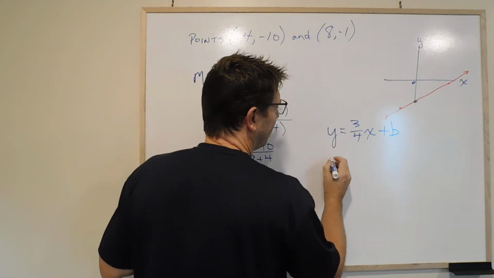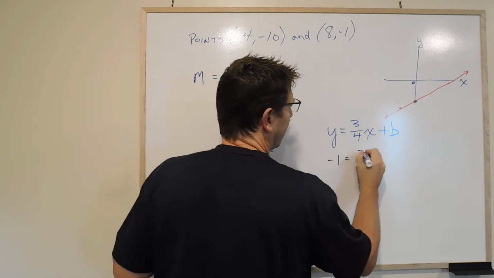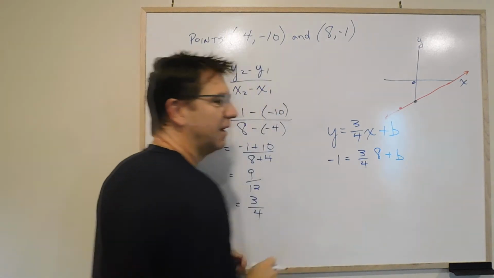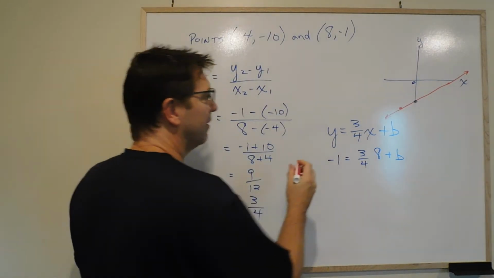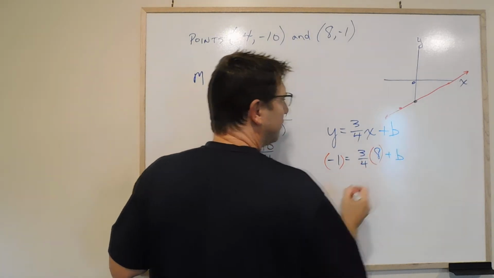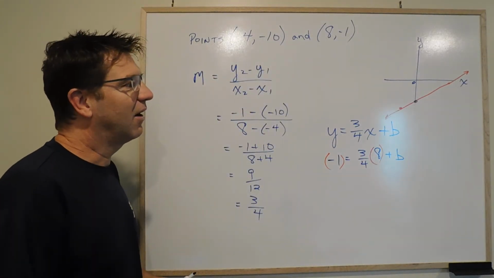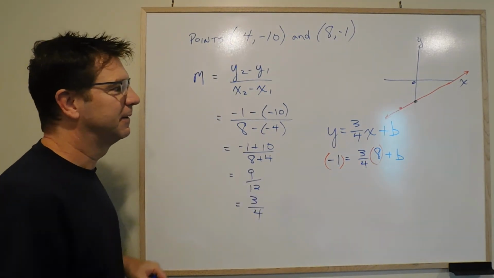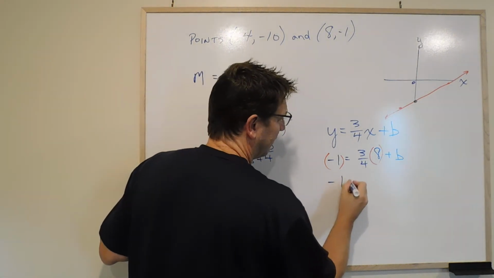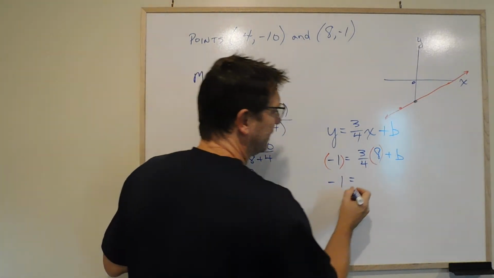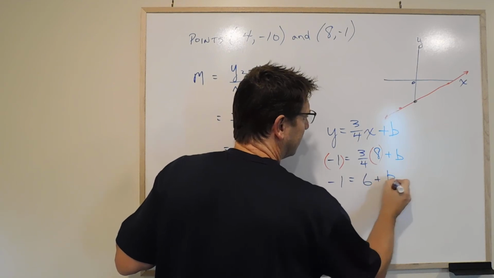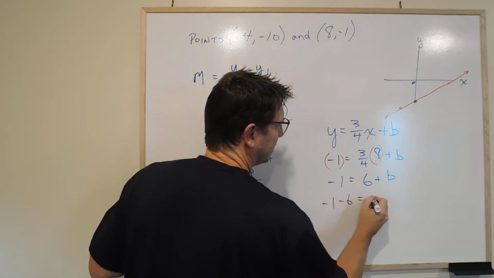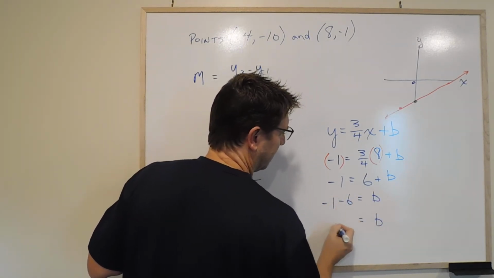So I'm going to put the -1 in for y, and I'm going to put the 8 in for x, plus b. And I want to highlight, where's my red? When you substitute, you should substitute in brackets. Okay? And automatically that shows you this must be multiplication because brackets are for multiplication, right? So now I have -1. Get out your calculator. 3/4 times 8 is 6, plus b. Move the 6 to the other side. -1 minus 6 equals b, and b would equal -7.